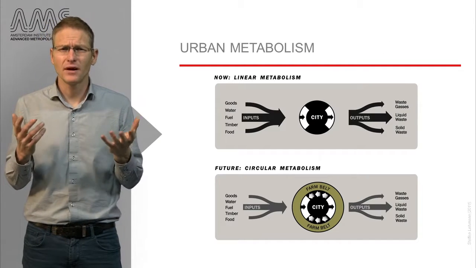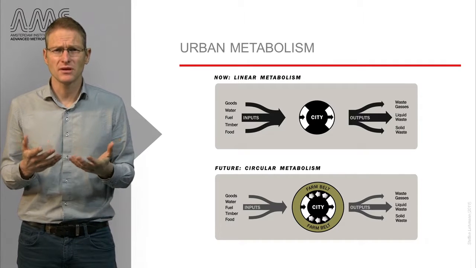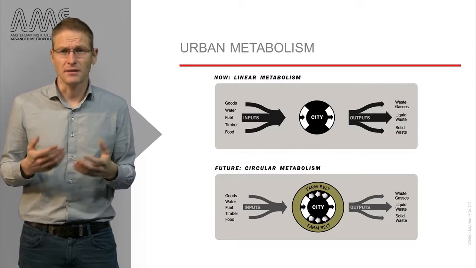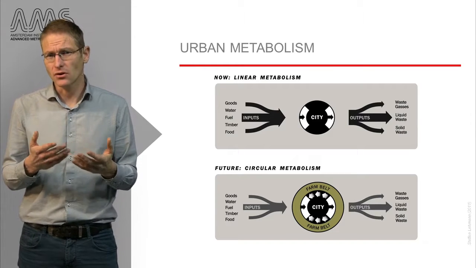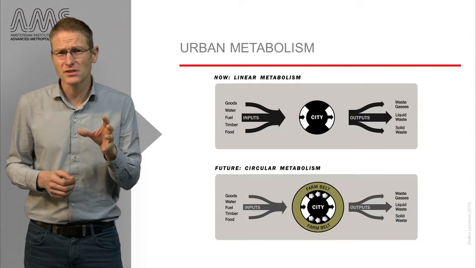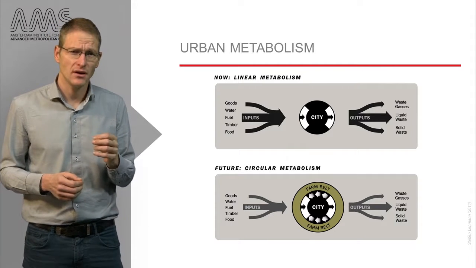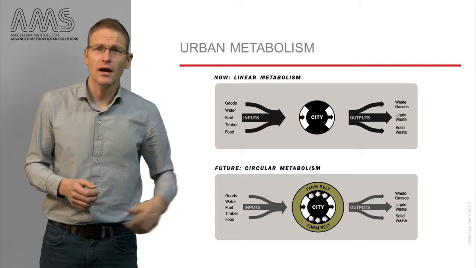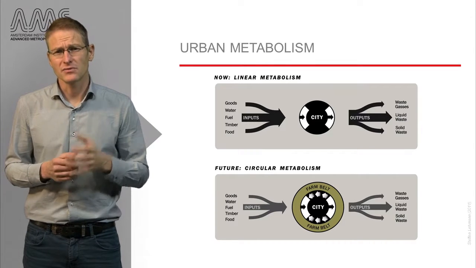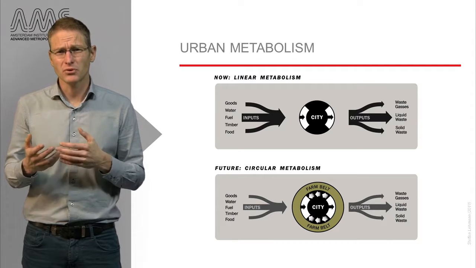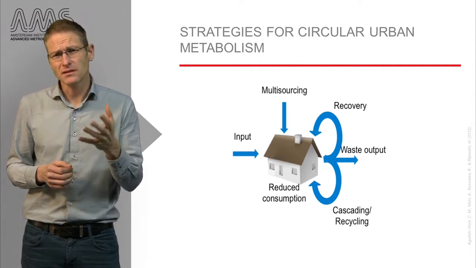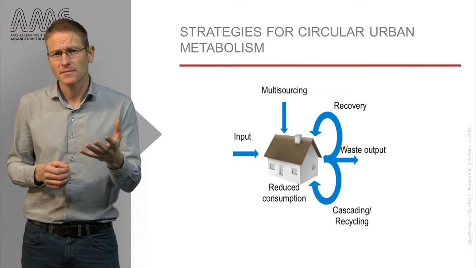Now, this is a very linear approach and conceptualization of a city. But a new way of thinking and an ambition for the future is the circular urban metabolism, where things are as much as possible reused and recycled, as shown here in the recycling arrows. And as you can also see, as a result of this, inputs and outputs are reduced. How can such a metabolism be achieved?